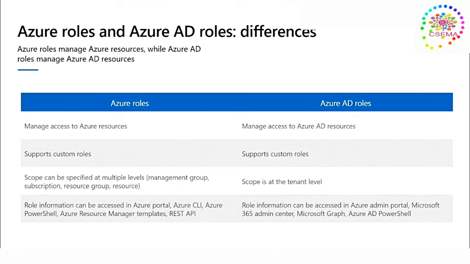An Azure role has access to role information through Azure applications, such as Azure Portal, Azure CLI, Azure PowerShell, Azure Resource Manager templates, and REST API. While for an Azure AD role, information can be accessed in Azure Admin Portal, Microsoft 365 Admin Center, Microsoft Graph, and Azure AD PowerShell. A domain name is part of the identifier for many Azure Active Directory resources.